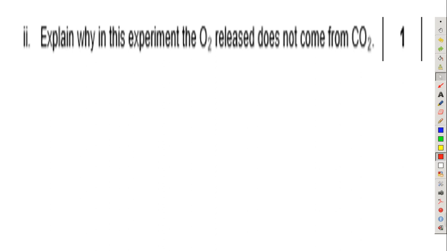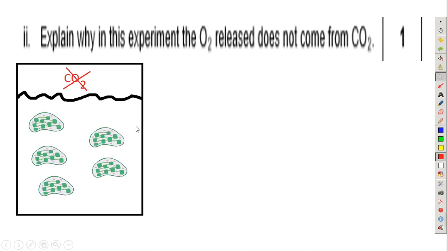Okay, question 2. Explain why in this experiment the O2 released does not come from CO2. This question is not directly aimed at this experiment really. It actually links with what we've just seen before. So we said that in this experiment there's no CO2, so if there is dioxygen that is produced, it can't come from CO2.